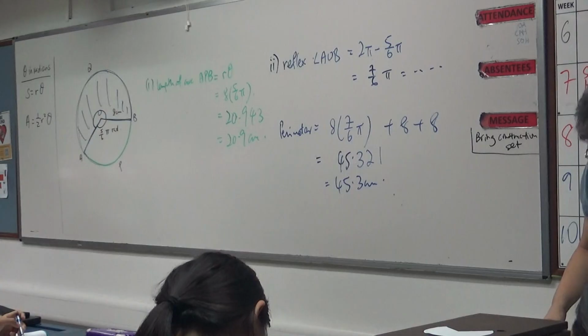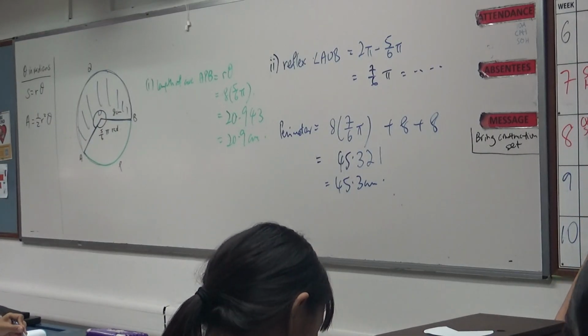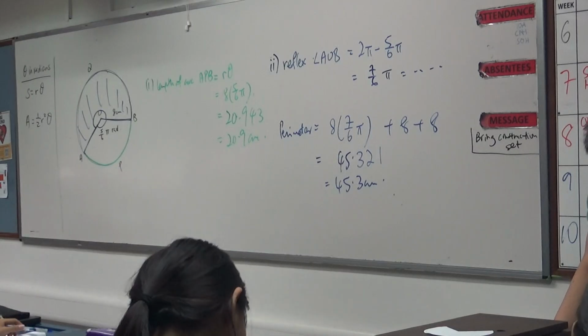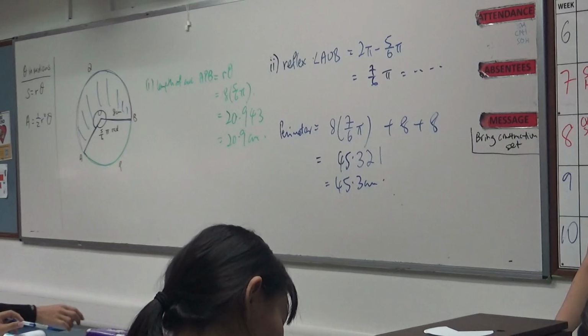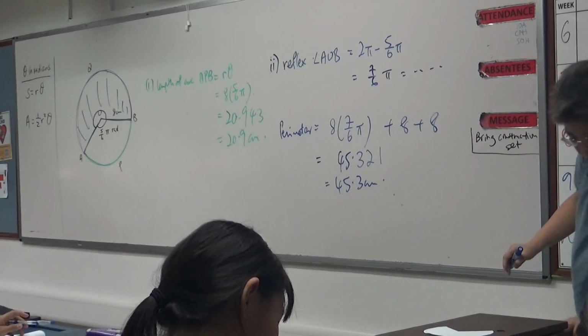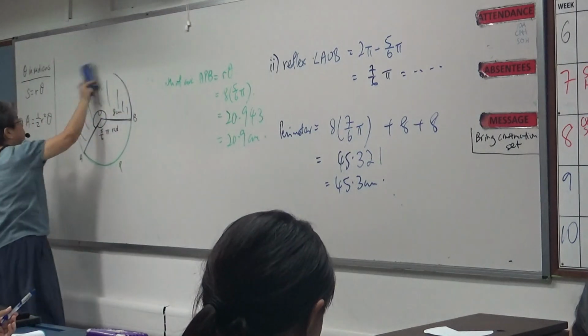Okay, next we go on to example 12. Before example 12, can you look at page 91? Can you see the area is equal to half r squared theta? The formula is also given there. Now I'm going on to example 12. You read the question first, while I draw the diagram on the board.